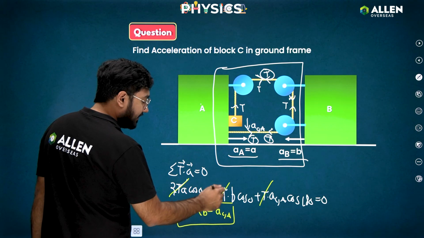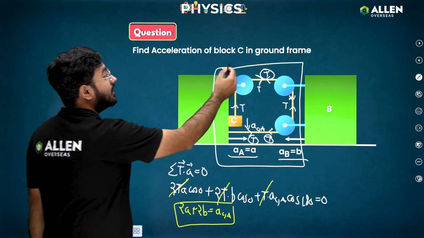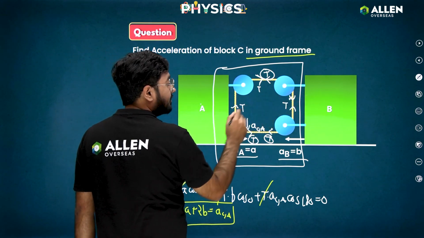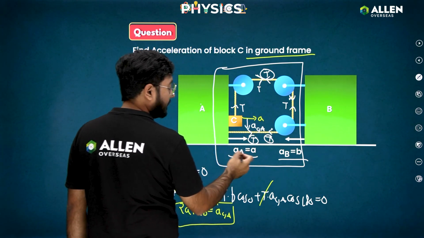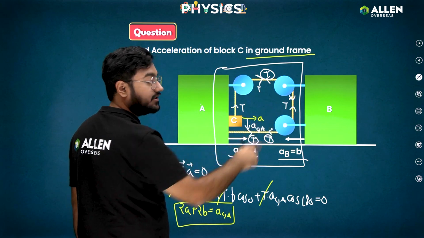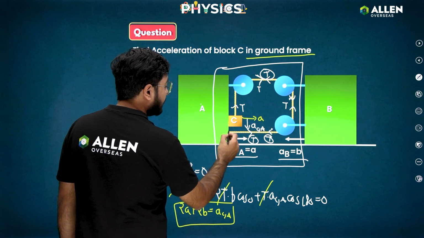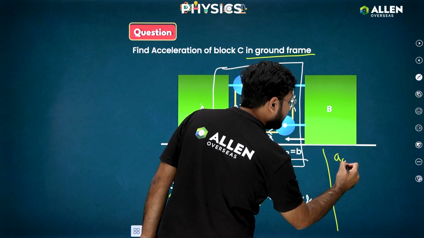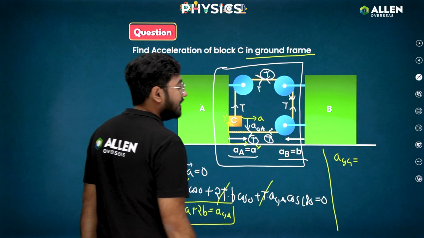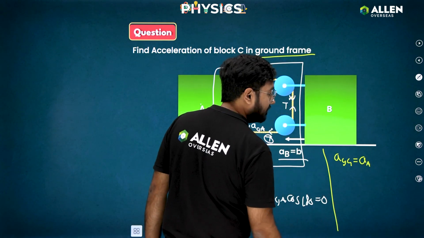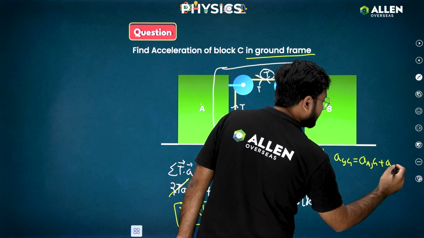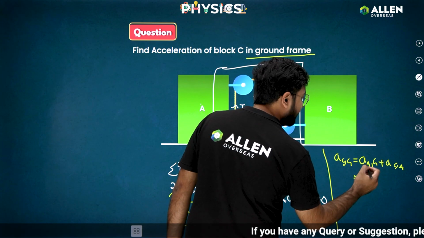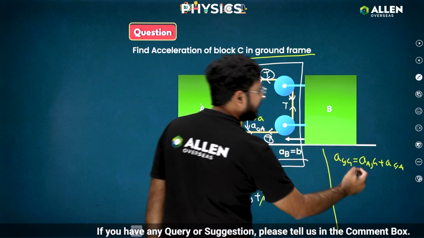Okay. So this is acceleration of C with respect to A, but they are asking us in the ground frame. So C is moving like this as well with acceleration a, because A is moving here with acceleration a. So in the ground frame, if this is my ground frame xy, what will be the acceleration? Acceleration of C with respect to ground will be equal to acceleration of A with respect to ground plus acceleration of C with respect to A, right? So acceleration of A with respect to ground is a i cap.